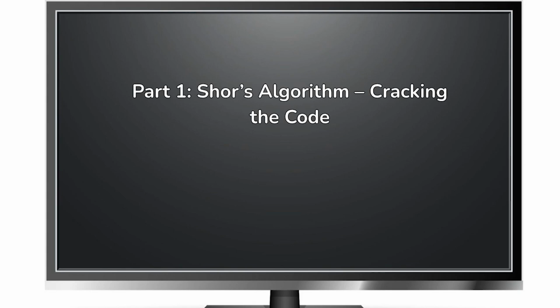Why does that matter? Because modern encryption, like RSA, which secures most of the internet, relies on the difficulty of factoring large numbers. Classical computers take years or centuries to break these codes, but Shor's algorithm can do it in hours or even minutes on a powerful enough quantum computer. It was a wake-up call. Suddenly, quantum computing wasn't just a scientific curiosity, it was a cybersecurity threat. Governments, banks, and tech companies began to take notice.